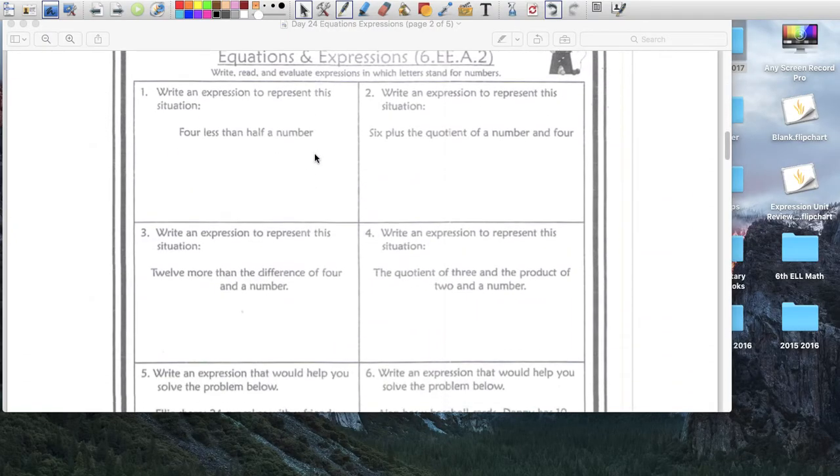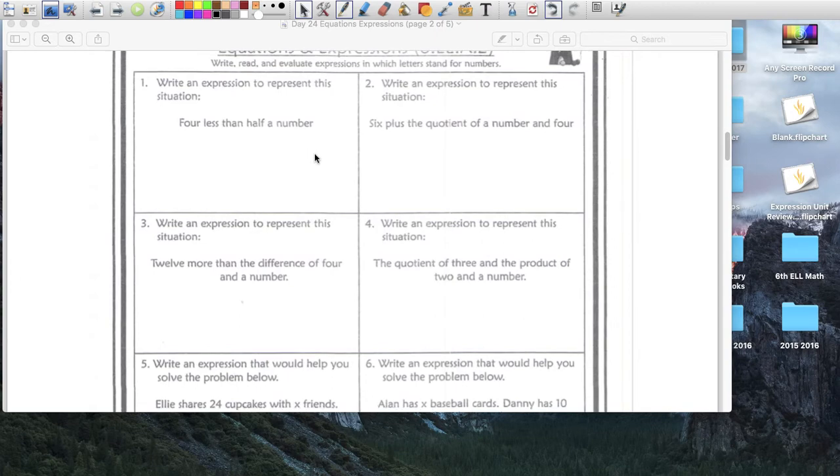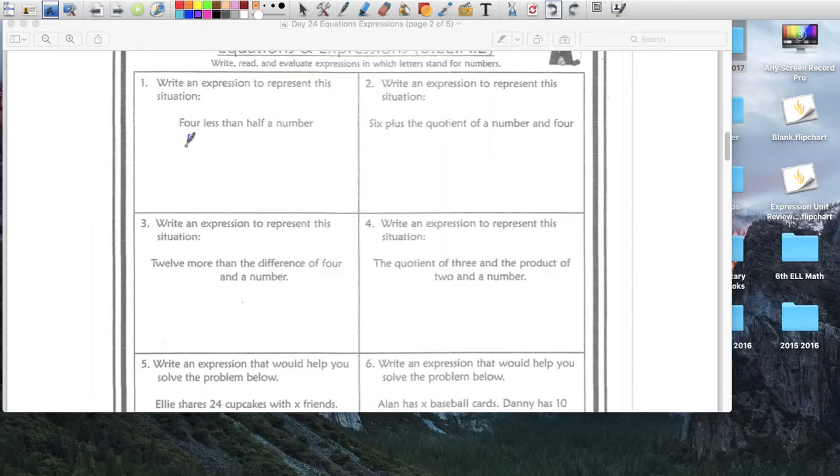Move on. Write the expression that represents: 4 less than half a number. So 4 is 4. Less than means minus. Half of a number. But it's a turnaround phrase, so we're going to put the n over 2, and then minus 4. The 4 goes in the back.